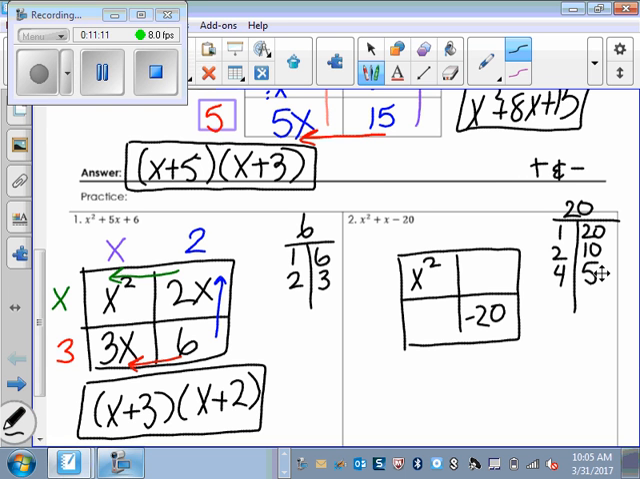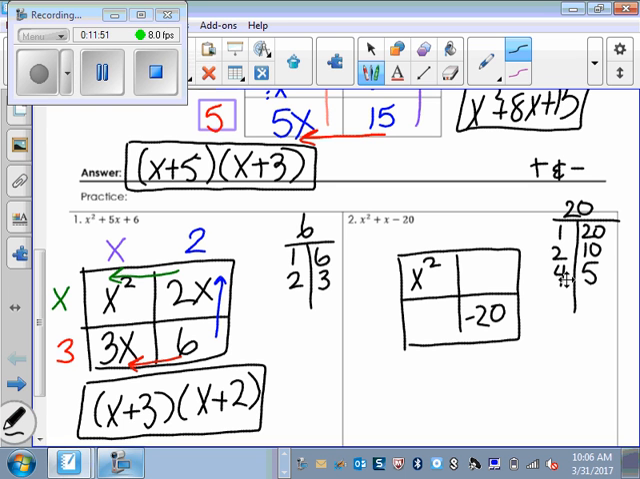So if I have 1 and 20, there's no combination that gives me 1. For example, if I did positive 1 and negative 20, I would get negative 19. If I do positive 20 and negative 1, that gives me 19. So none of those work. If I look at the next one, positive 2 and negative 10, I get negative 8. My goal is 1x, so that's not going to work. If I do positive 10 and negative 2, I get 8x. Either way, this combination won't work.